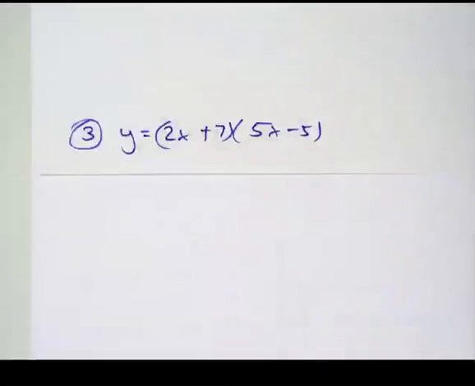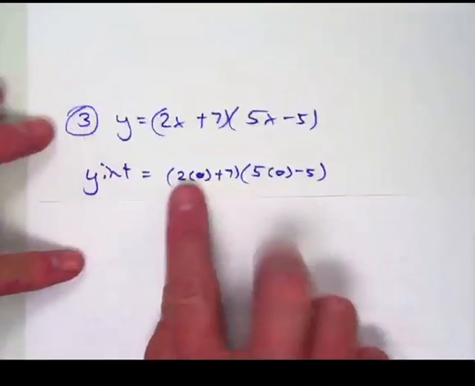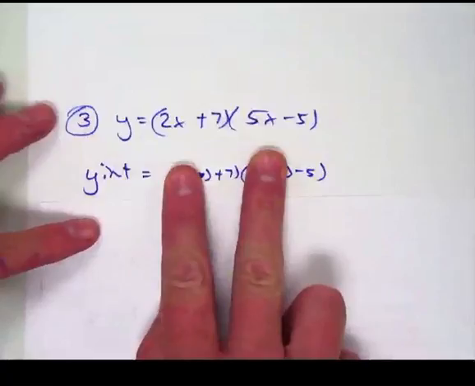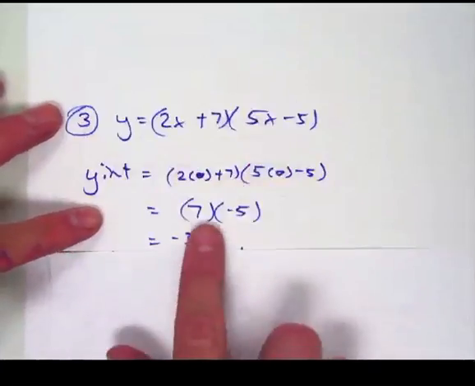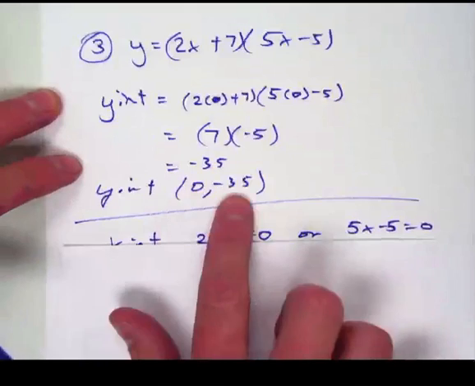Okay, welcome back. Here's what we have. We've got 0 plugged in for x. That 0's this piece out, 0's this piece out. 7 times negative 5 is negative 35. That's the y-intercept. 0, negative 35.